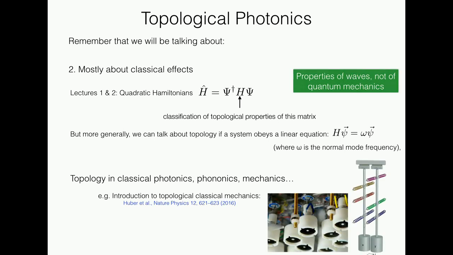This means that there's been a big explosion in the last couple of years in talking about topological band structures in anything that has normal modes. So classical photonics, which is really what I'm talking about today, phononics and mechanics. This is a picture of an array of pendula, and the coupling between the pendula engineers a band structure for the phonons in the system, which has got topological properties. So you can see robust edge states here.